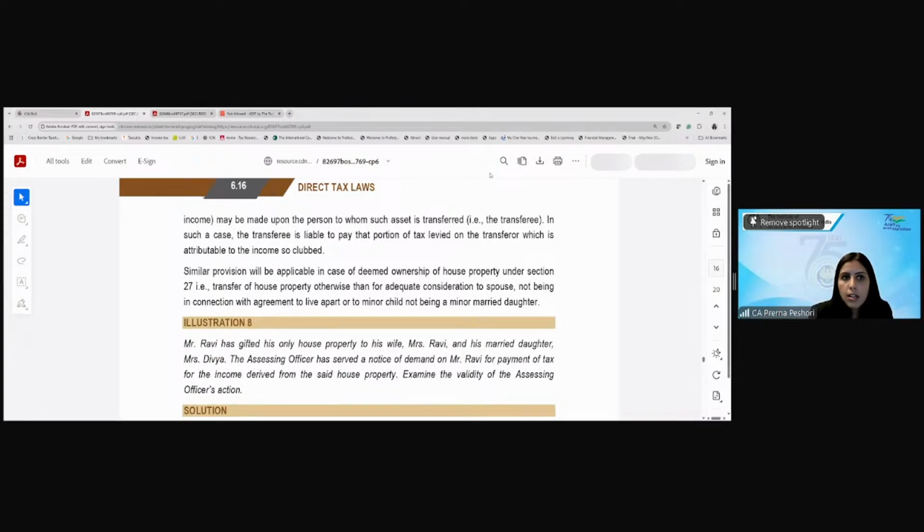Yes. I'll tell you. Let me first finish the question, then we'll go back to the chart and tell you what went wrong. So, Mr. Ravi is deemed to be the owner of the share of house property of his wife. So, as per section 65, what it says is that the notice of demand can be served for the payment of that portion of tax levied on Mr. Ravi which is attributable to the income derived from the share of the house property which is transferred to Mrs. Ravi. Right? So for the income derived, the notice can be served on Mr. Ravi very clearly.